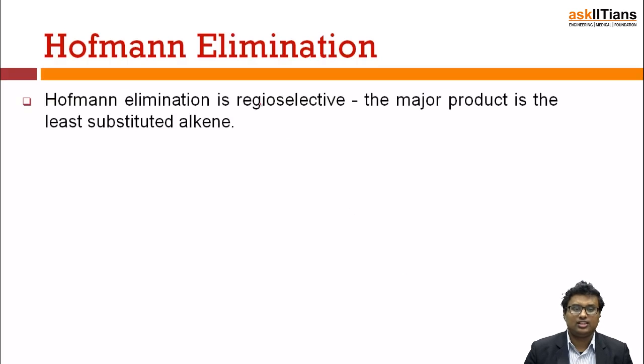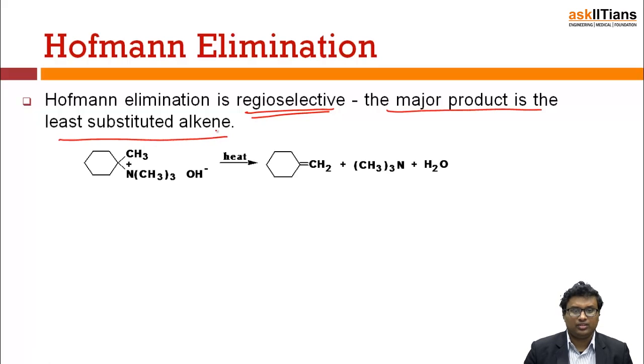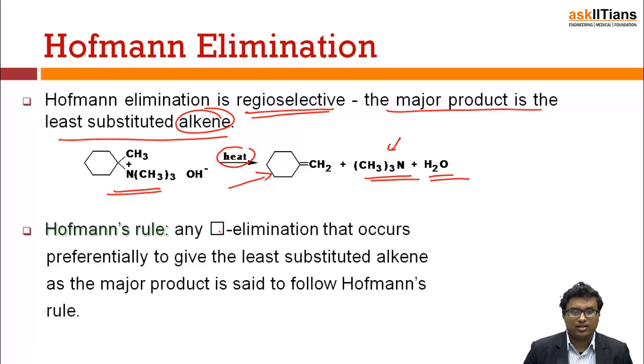So Hofmann elimination is regioselective, yes, and the major product is the least substituted alkene. This is what happens if we have a tertiary amine and heat it, you will get an alkene, and not only that, you will get trimethylamine and H2O. So Hofmann's rule, this is very important: any elimination that occurs preferentially to give the least substituted alkene as the major product is said to follow Hofmann's rule.